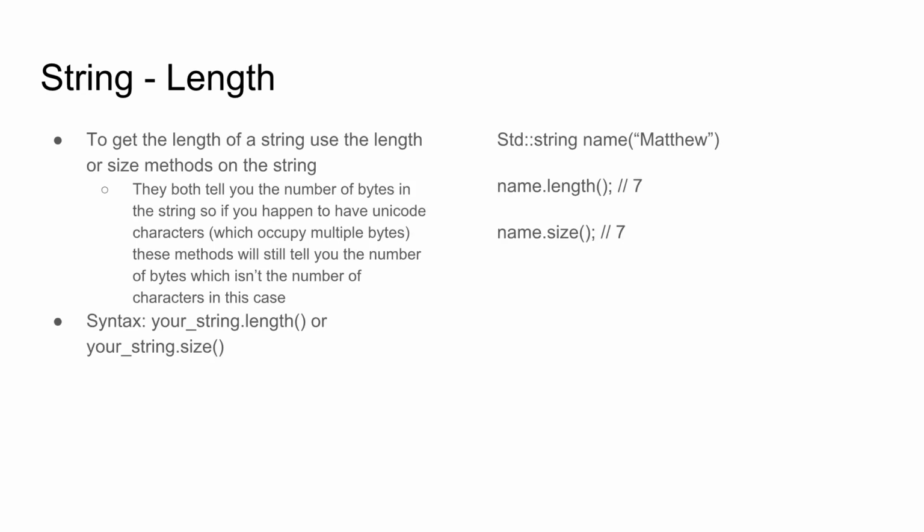If you want its length, you can do .length or .size. They both tell you the number of bytes in the string. If you have Unicode characters, these methods will still tell you the number of bytes in the string. So you can say, Matthew, what's its length, what's its size? They're synonyms. They both are going to give you back 7.